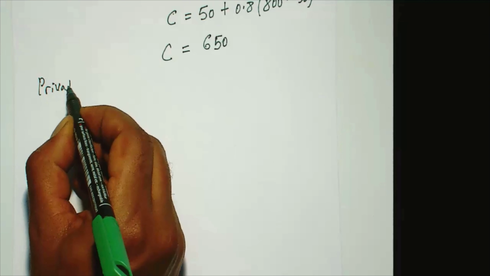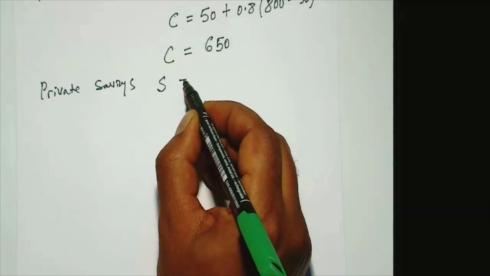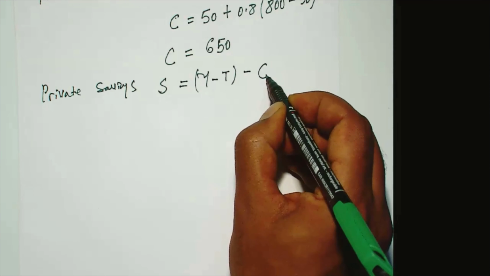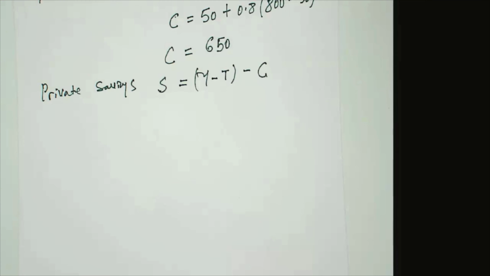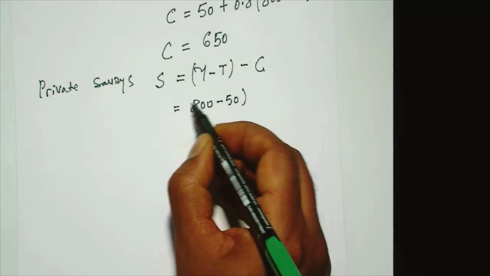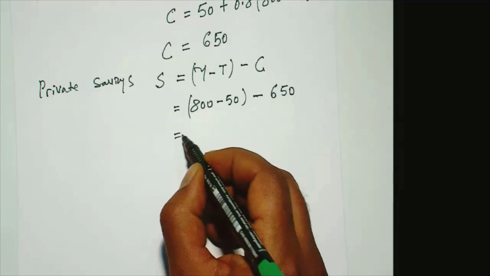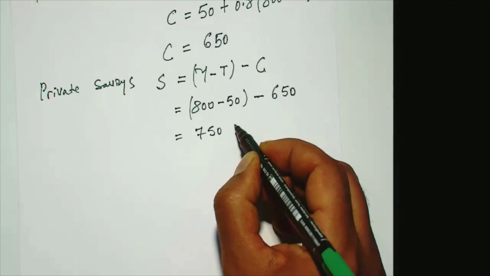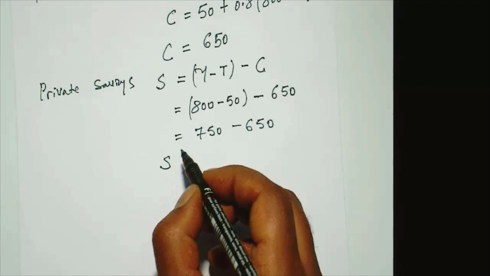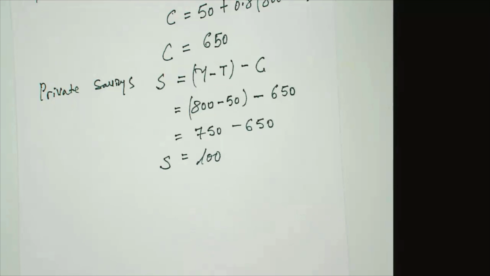Moving forward, we would look at private savings, which is again the difference between our disposable income Y minus T minus our consumption amount. Our disposable income is 800 minus 50, and our consumption is 650, which would be 750 minus 650. And here in our case, our saving would still be 100 units.